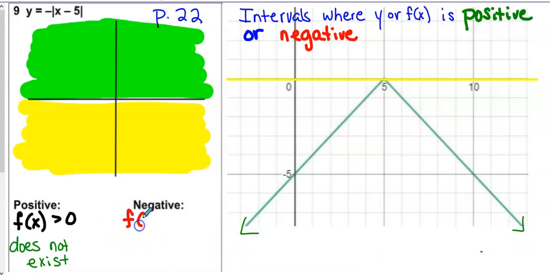And you might see f of x is less than 0, so that's negative. And I would either say all real numbers or use my interval. So that one was pretty easy because the whole thing was under it. So the whole thing was negative. Let's look at another one.